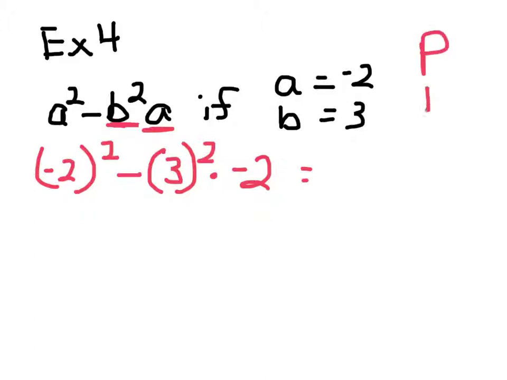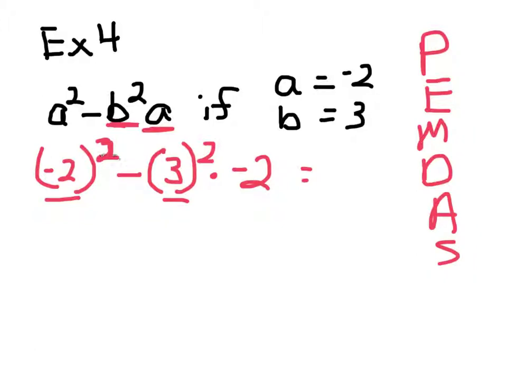So PEMDAS. So is there any parentheses to do work inside of? No. Is there any exponents? Yes. So a negative 2 times a negative 2, and that's a 2 right there, a little sloppy 2. Negative 2 times negative 2 is 4, minus, what's 3 times 3? 3 squared is 9 times the negative 2, right? Now, I don't have any work in parentheses. I did have some exponents.